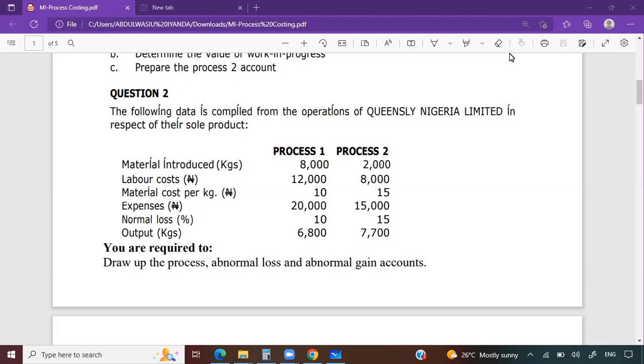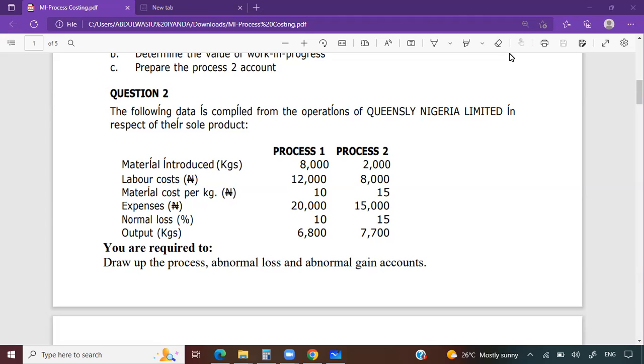If you remember, during the previous class we were able to look at the basic terminologies involved in process costing. Process costing is a costing method that is used when it is not possible to identify separate units. Please don't forget, I want you to note this down. Process costing is a costing system that is used when it is not possible to identify a separate unit of production.